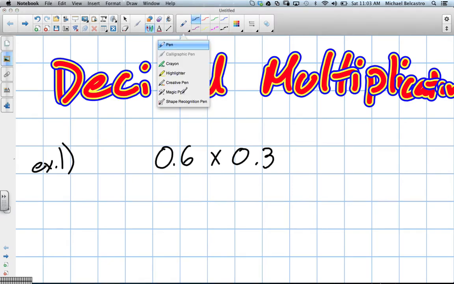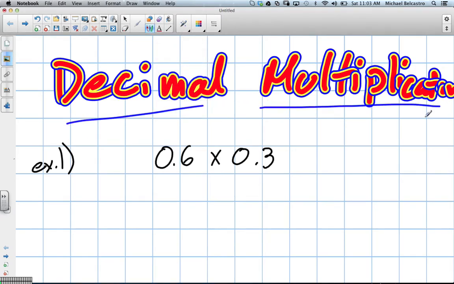Okay, so we're going to do decimal multiplication. I know that word doesn't really say that, but that's what it means. So we have to multiply these two values.